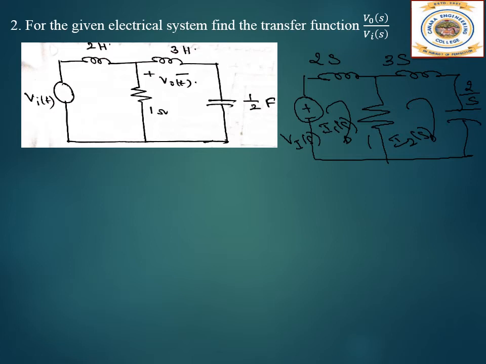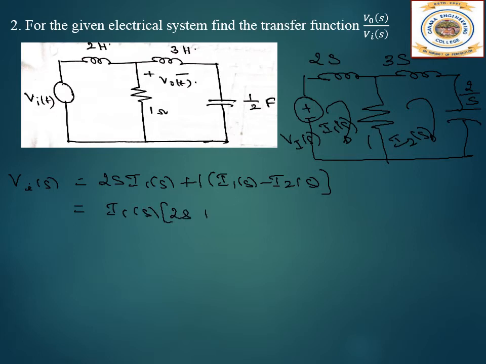So if we consider first loop, so Vi of S will be equal to 2S into I1 of S plus 1 into I1 of S minus I2 of S. This is equation 1, and equation 2 will be, let me just separate out the terms together. So Vi of S will be I1 of S into 2S plus 1 minus I2 of S, equation 1.